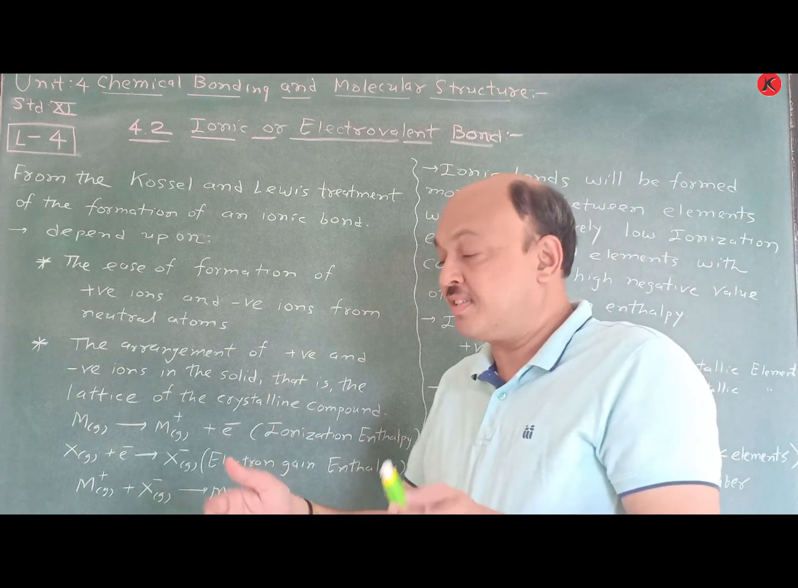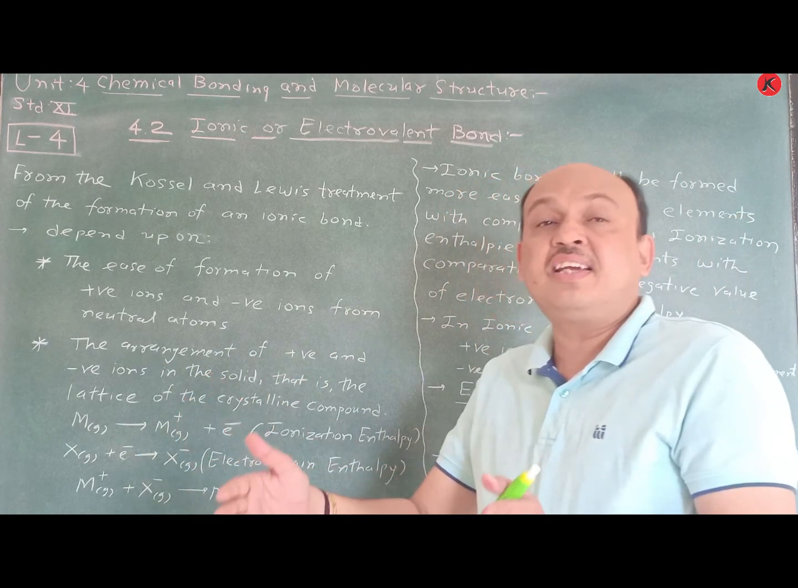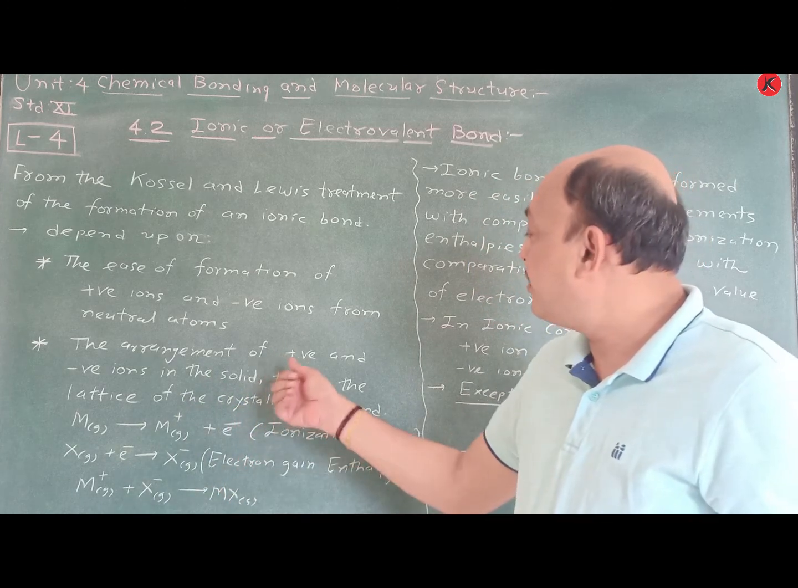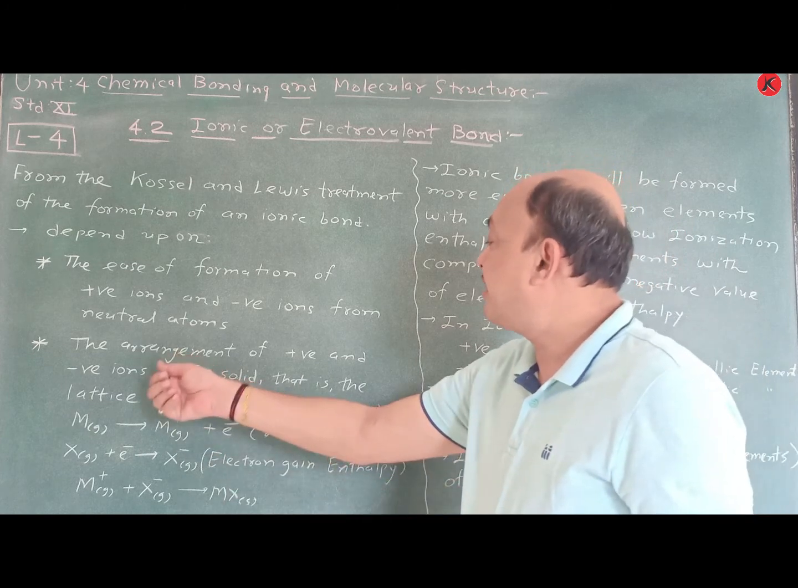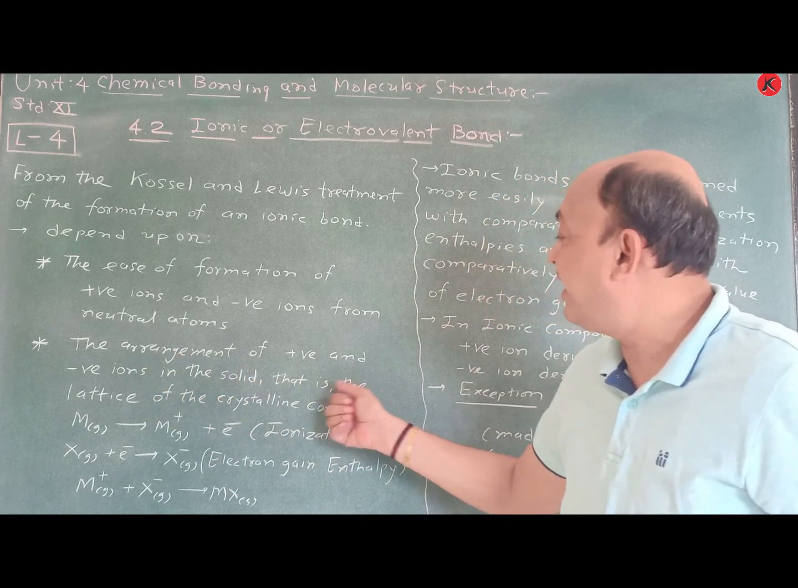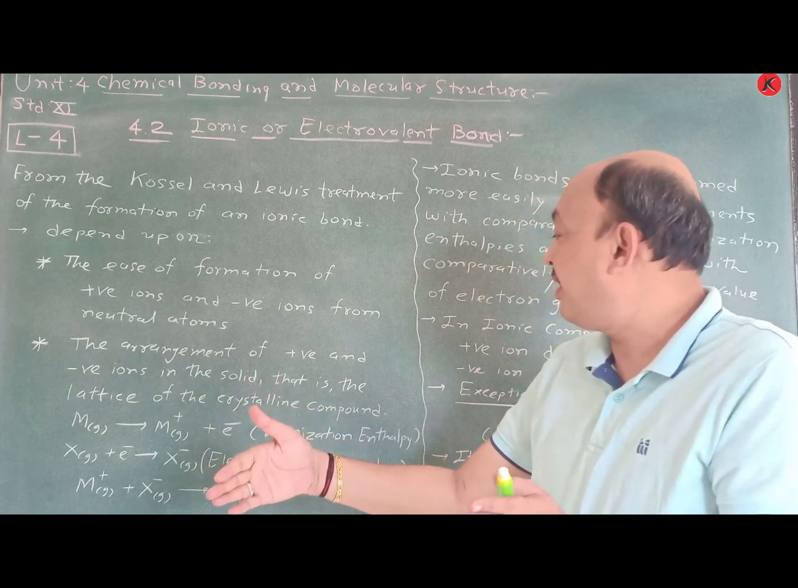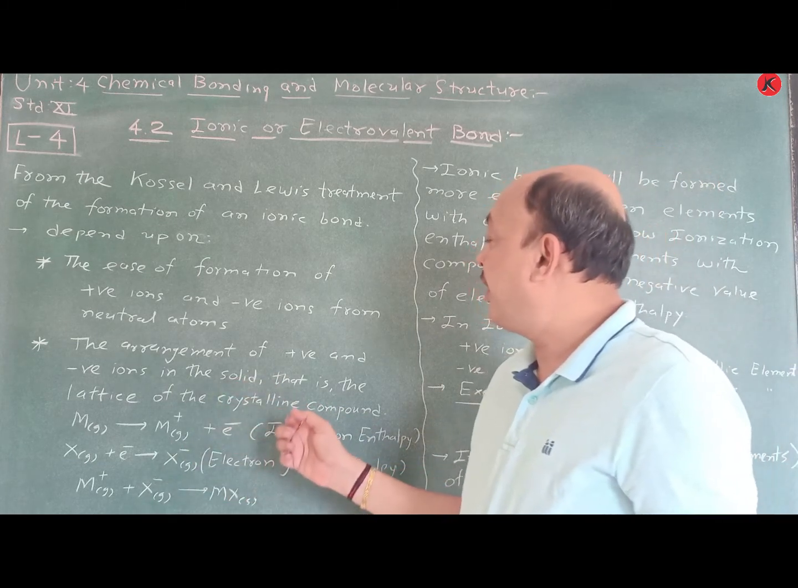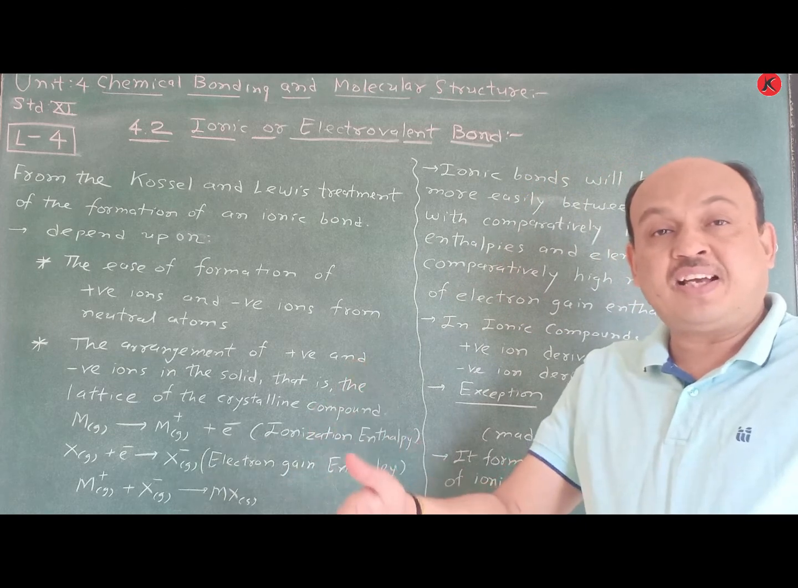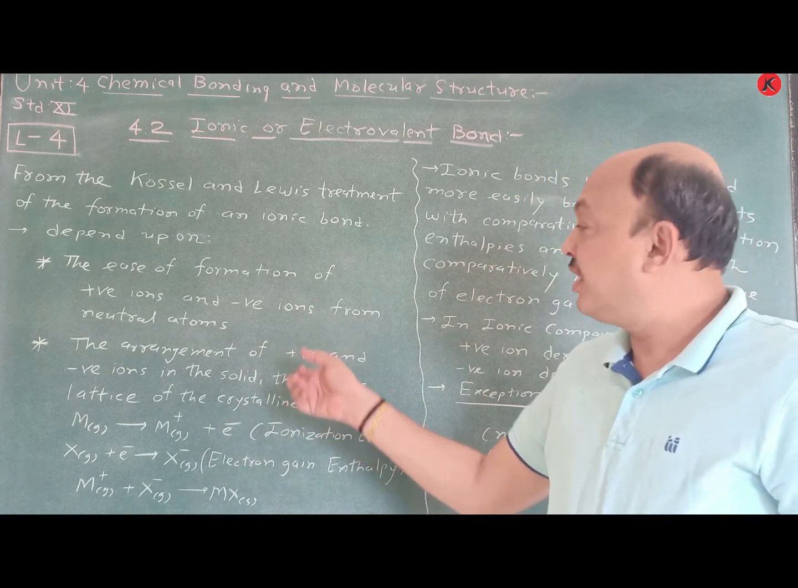Whatever the arrangement is, it is fixed, and that is called packing. And this crystal lattice, whatever crystalline compound is there, is formed according to that arrangement of positive ion and negative ion, which we will see later on.